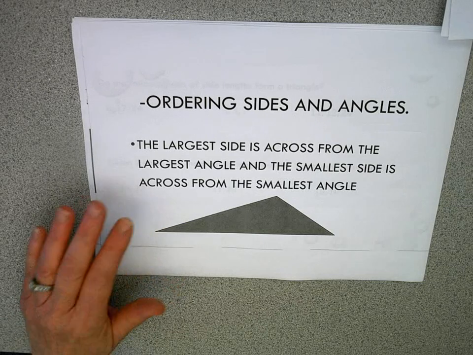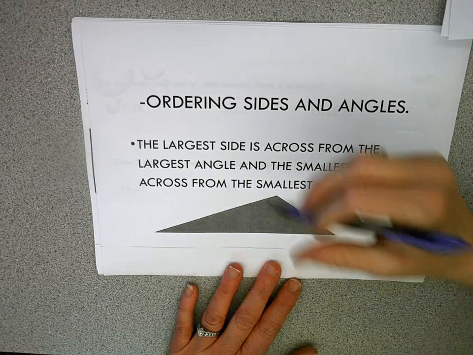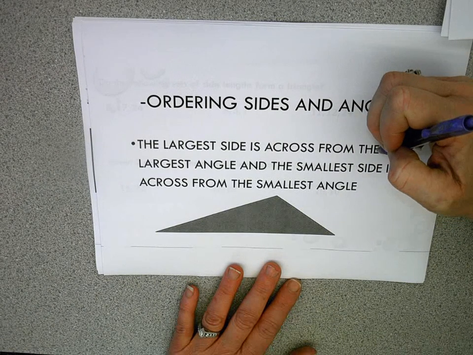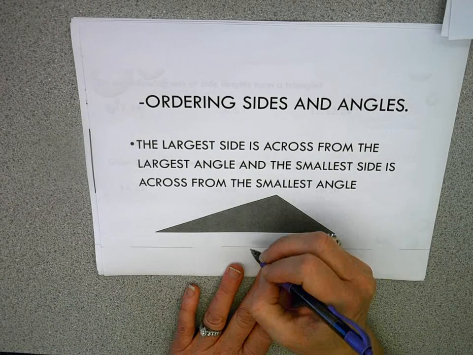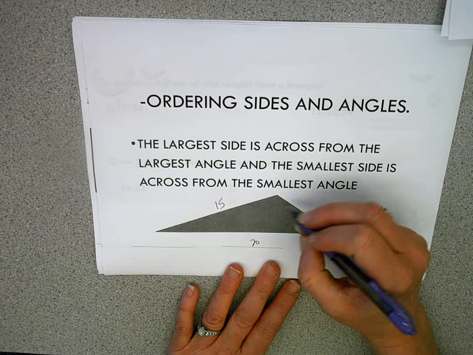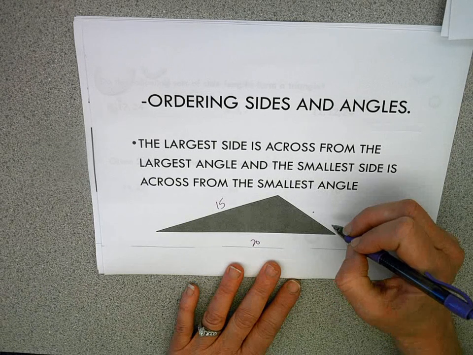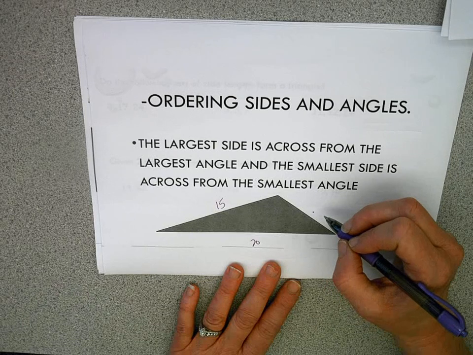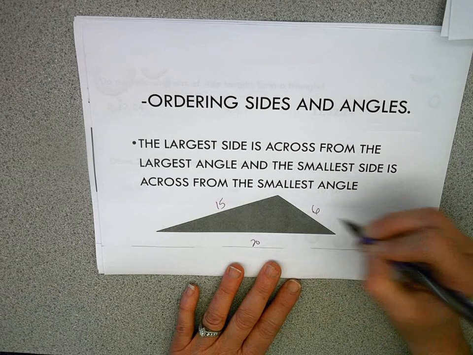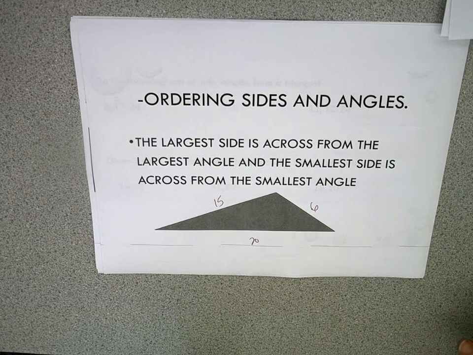We're also going to talk about ordering the sides of a triangle. This is a very, very easy concept. The largest side is always across from the largest angle. So let's say this side's 20, let's say this is 15, and the third side has to be less than these two. So let's say that's 6 for now. So it makes a triangle because that's 21 and 20 is less than 21.